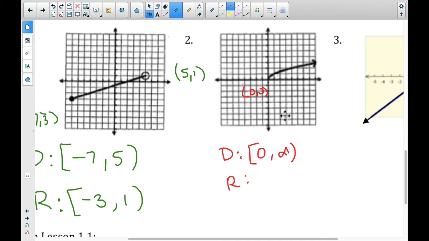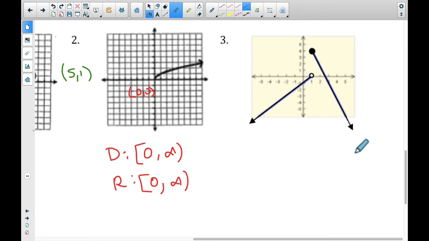The range, top to bottom, or actually bottom to top. So bottom to top. How low does it go? 0 is as low as it ever goes. How high does it go? It's going to keep going all the way up to infinity on the y-axis. Never gets there, though. You can't get to infinity. And the range on this one, it does touch it, so we are going to enclose that with a square bracket. Okay, last one's kind of funky.